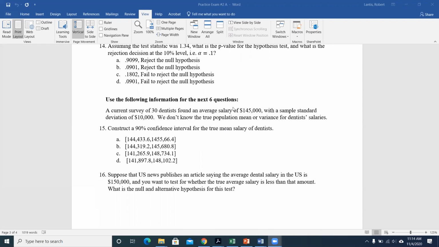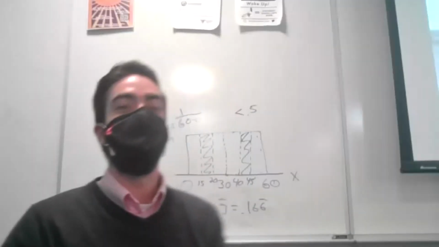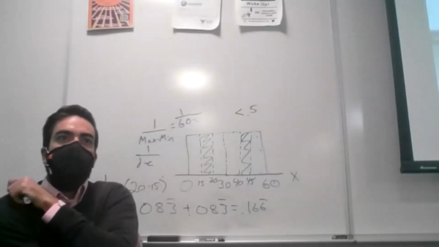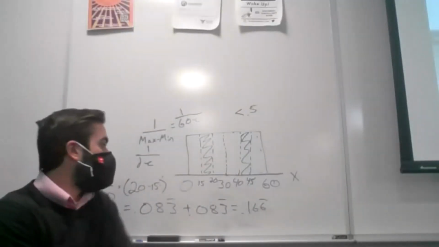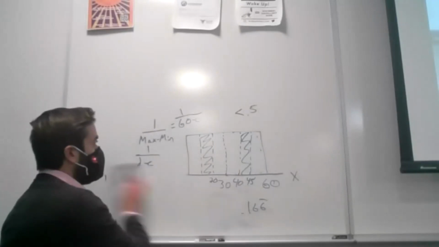So we can't see the true mean. We have a sample mean of 145,000. We only have a sample standard deviation. So right away, we know what distribution we're going to have to be dealing with. Yeah, almost said it. The student T, right? So if we only have a sample standard deviation or sample variance, we'll use that student T distribution.